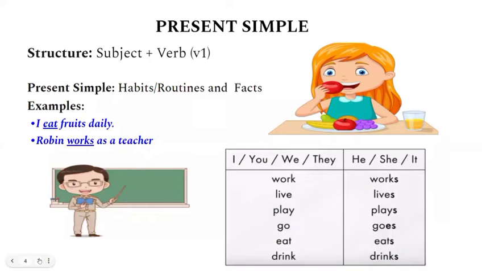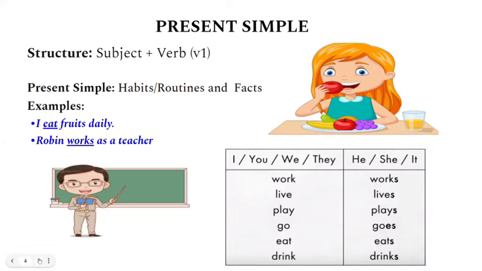We make the present simple tense with the subject plus verb in a present form. For example, I eat fruits daily. Robin works as a teacher. Notice that in sentence number 2, we have works, a verb with s. In the present tense, if the subject is I, we, you, or they, we use a verb without s. If the subject is he, she, or it, we add s to the verb. Robin is a male name. It's like saying he, so we said Robin works.